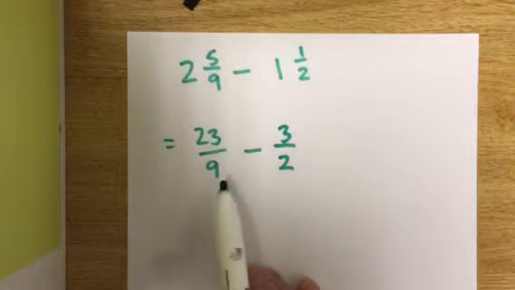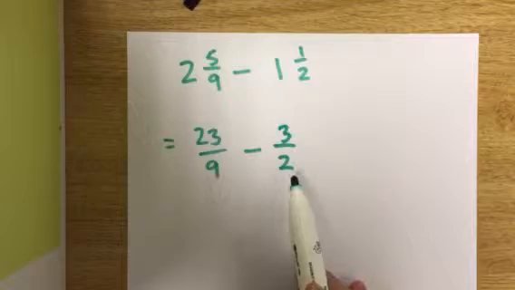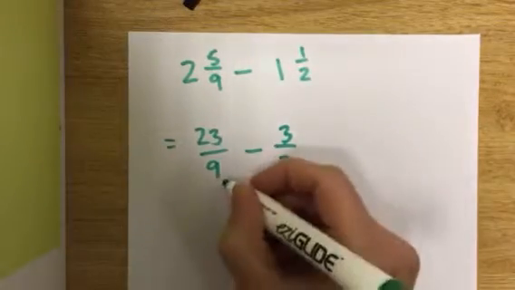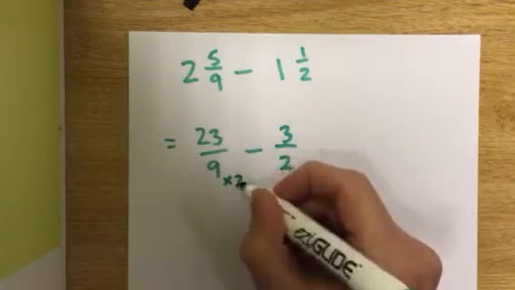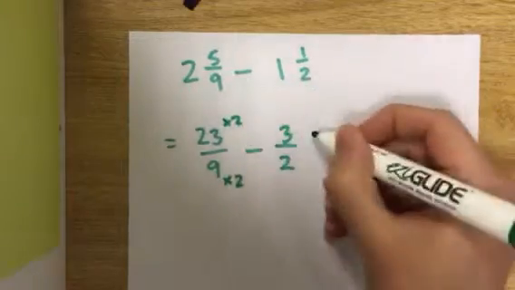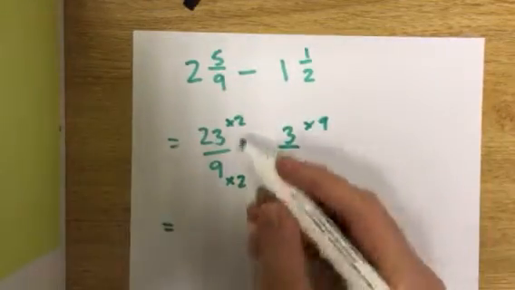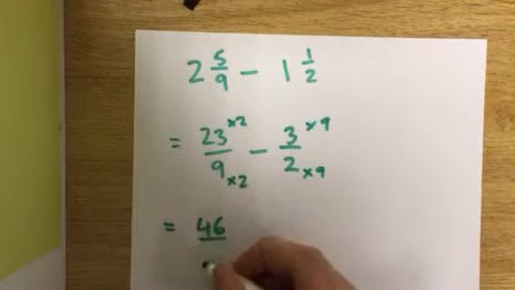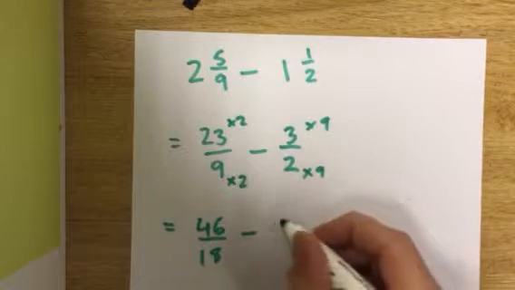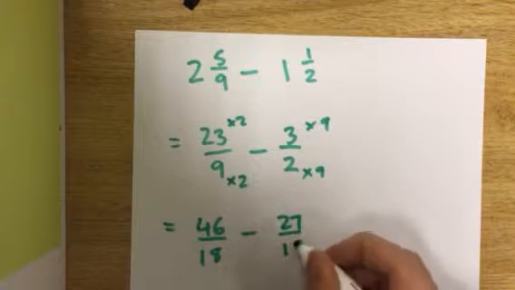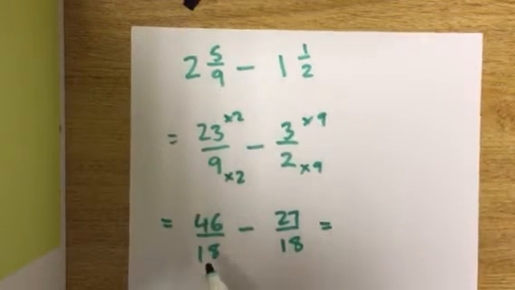I need to find a number that both 9 and 2 both fit into. So that number is actually 18. To make that 18, I need to times that by 2, and that by 2, and that by 9, and that by 9. So I end up with 46/18 minus 27/18, and then I just do the subtraction.